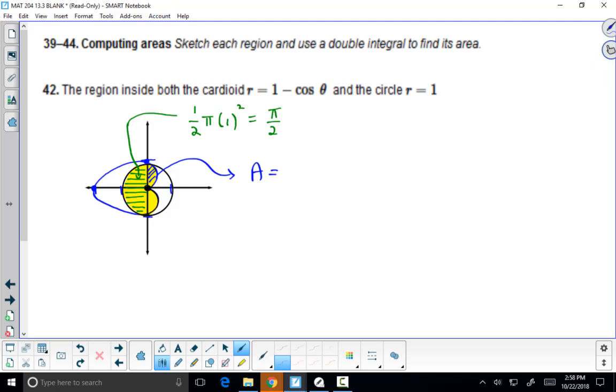So for the area of that, we're going to use a polar element. So it's going to be a double integral of r dr d theta. r is coming from the origin and moving out to the cardioid, so it's going from 0 out to 1 minus cosine theta. How about theta for that little lobe? 0 to pi over 2. So there's our integral. And then when we're all done, we'll double that and then add the pi over 2 from the semicircle. So let's integrate this.